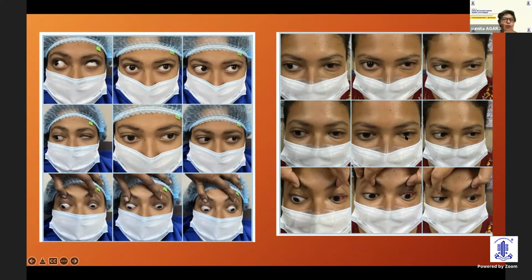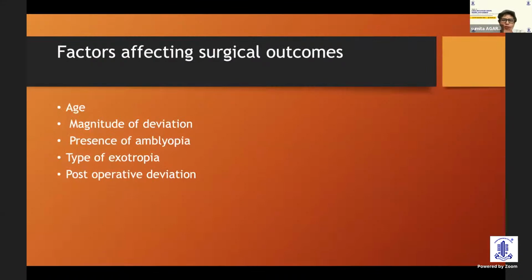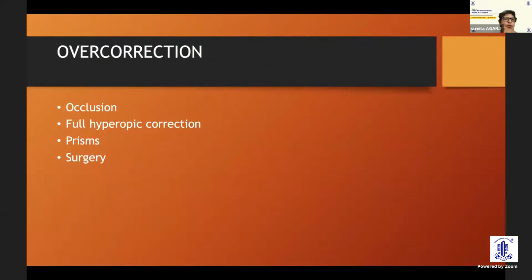Still has a small residual exotropia, but overall a fairly satisfactory outcome. Now I'm talking about overcorrection because this was supposed to be a child with exotropia. Now overcorrection in adults, just last 2 slides. The overcorrection in children is a little dangerous because you can put them at risk of amblyopia and lazy eye. So if it does happen, watch it very closely.